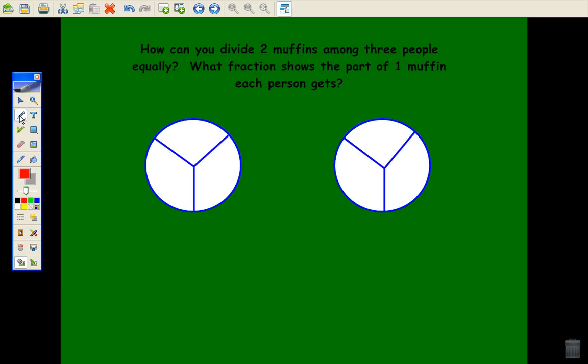Well, we need to look at this in several different ways. We need to think about that there's 2 muffins, and that's why I've drawn 2 separate circles to represent the 2 muffins. And then it said to divide it among 3 people equally. So I took each muffin and I divided it into 3 pieces. Now, if I have 3 people, I'm going to pass out 1 muffin to each person. So the first person, second person, and the third person. And then I've got another muffin, so that first person gets another piece, the second person gets another piece, and the third person gets another piece.